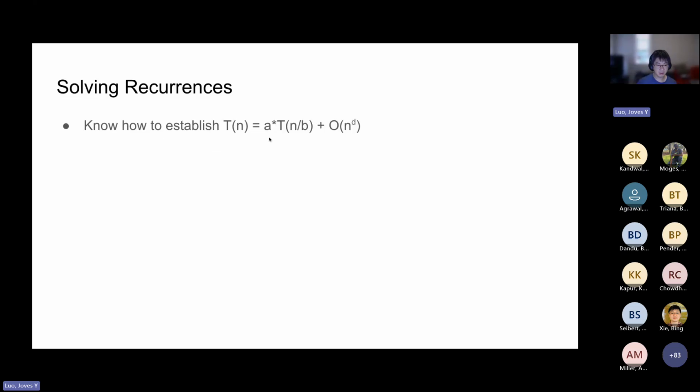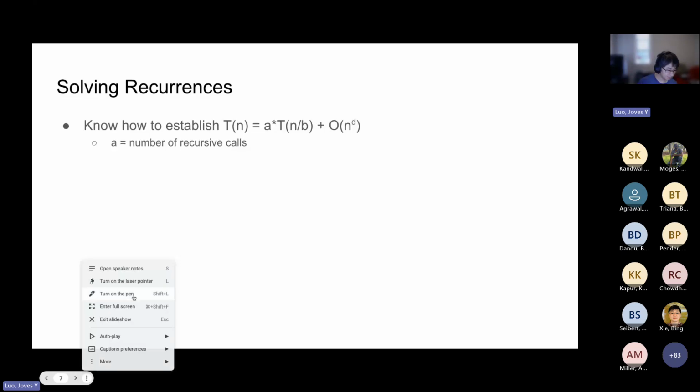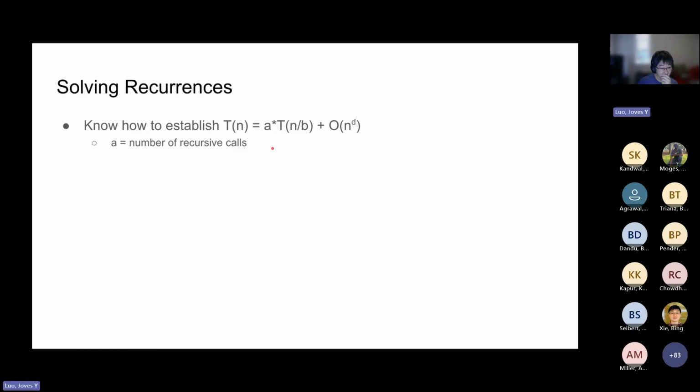So what you want to do is set up the A, B, and D parts of this equation. You need to explain to us what A represents in your algorithm, what B represents, and what D represents. A is the number of recursive calls. So once you break down your subproblems, how many calls are you making to your recursive function?